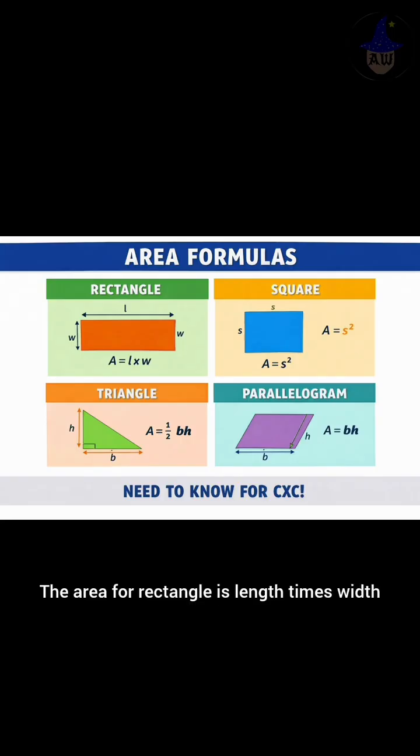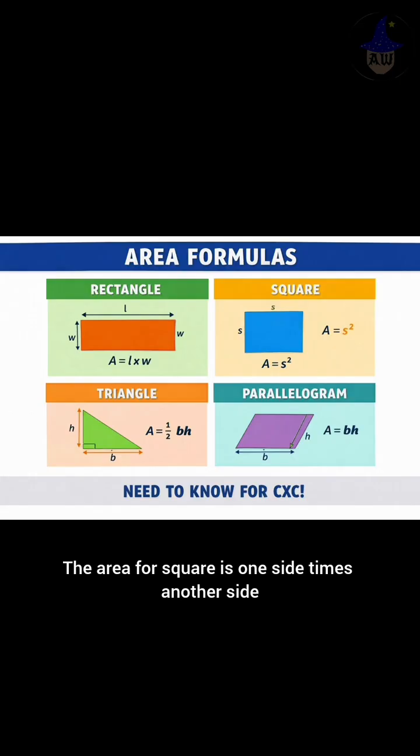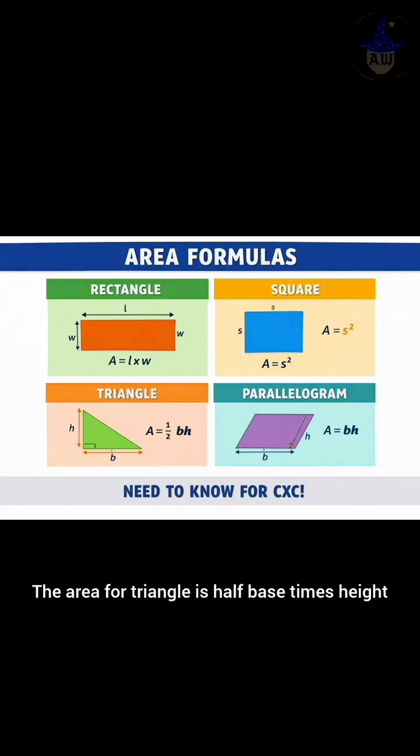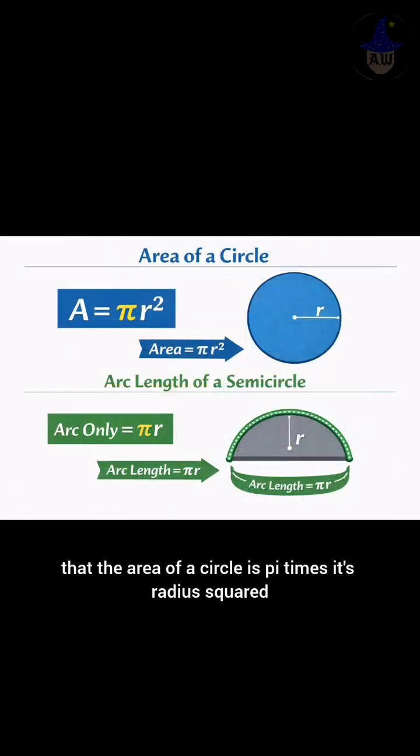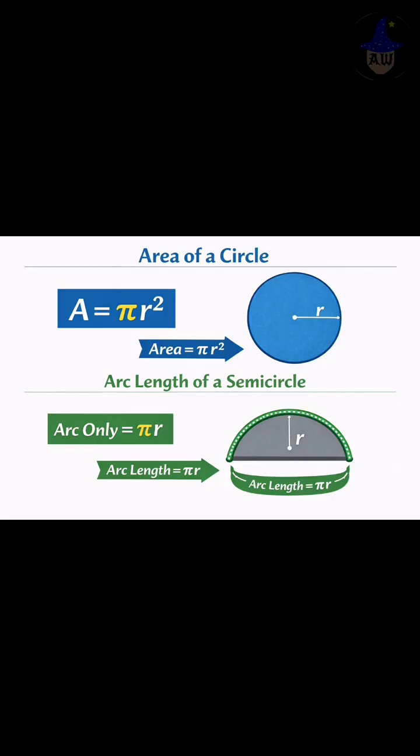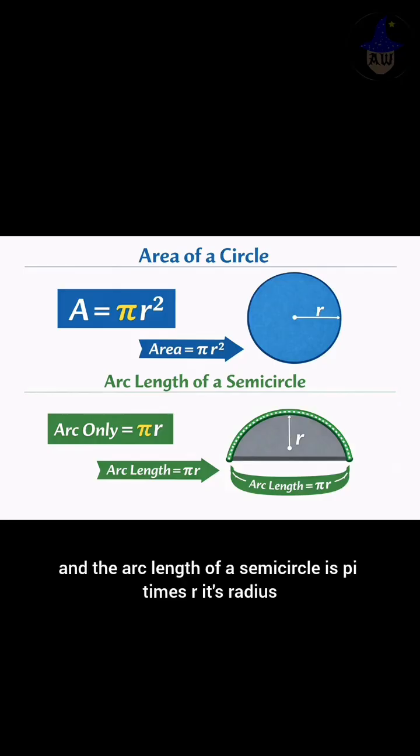Additionally, you must know the area formulas for the following shapes. So first, rectangle. The area for a rectangle is length times width. The area for a square is one side times another side. The area for a triangle is half base times height. And the area for a parallelogram is base times height. You also have to know that the area of a circle is pi times its radius squared. And the arc length of a semicircle is pi times r, its radius.